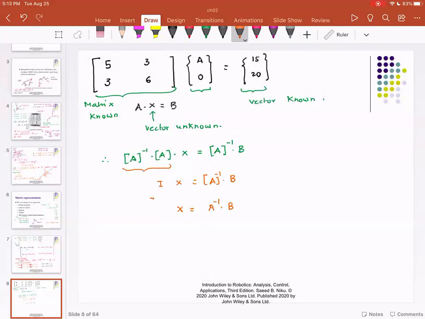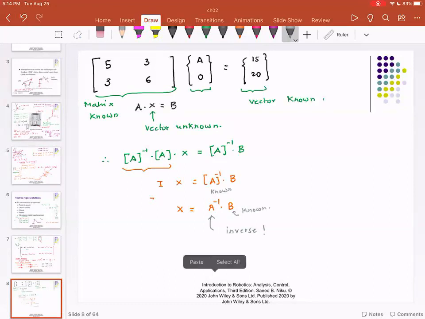Which means if somehow I could find out this inverse, then I would multiply this matrix inverse. And please note, inverse is only possible for a square matrix. The true inverse is possible only for square matrix. I should be able to find out the value of X. This A inverse is known, if this B is known, I can find out X.